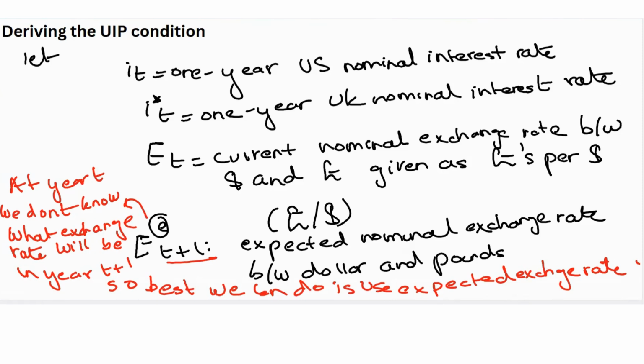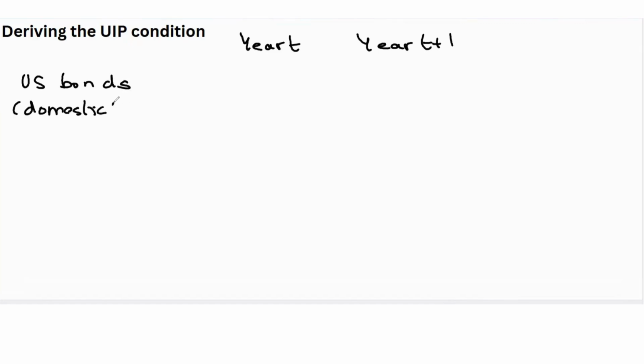Now let's actually do this. Now that you have the notation out of the way, let's label this as year t, and this as year t plus 1. Let's start with the first option: you can invest in US bonds. This will be a domestic investment from the US investor's perspective, because we're looking from the perspective of a US investor. And you can invest in UK bonds, which from a US investor's perspective would be a foreign investment.